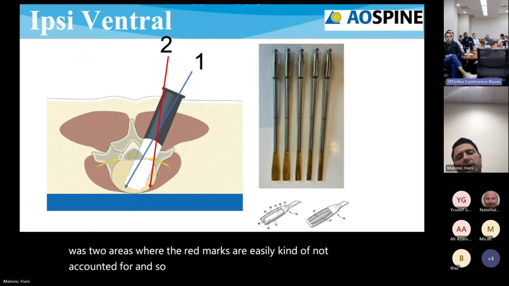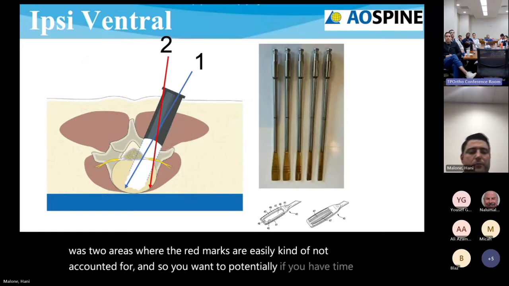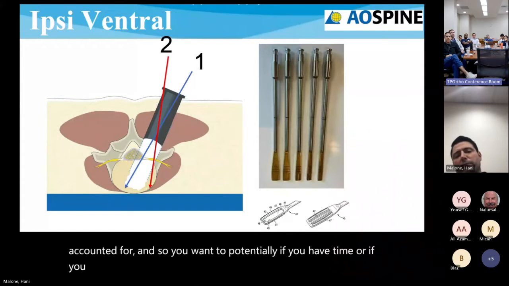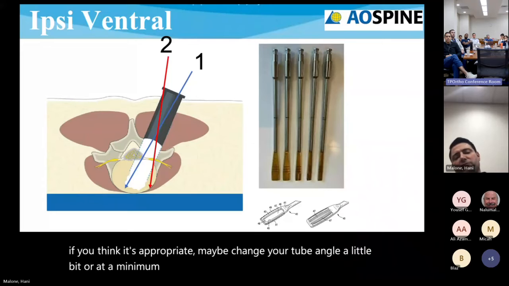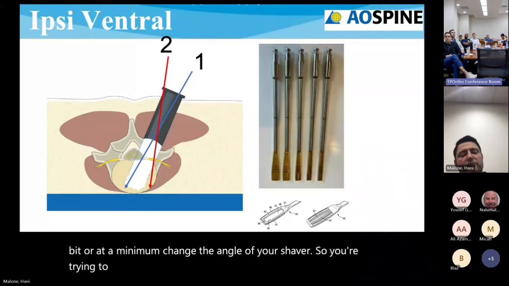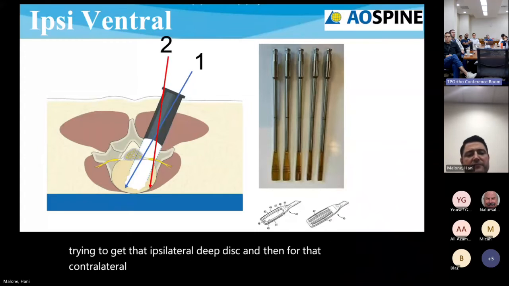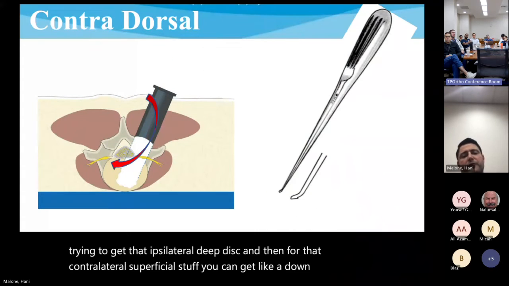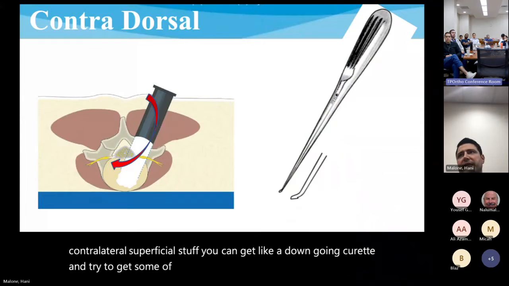And so you want to potentially, if you have time or if you think it's appropriate, maybe change your tube angle a little bit, or at a minimum, change the angle of your shaver so you're trying to get that ipsilateral deep disc. And then for that contralateral superficial stuff, you can get a downgoing curette and try to get some of that disc and scrape it down and then pull it up.